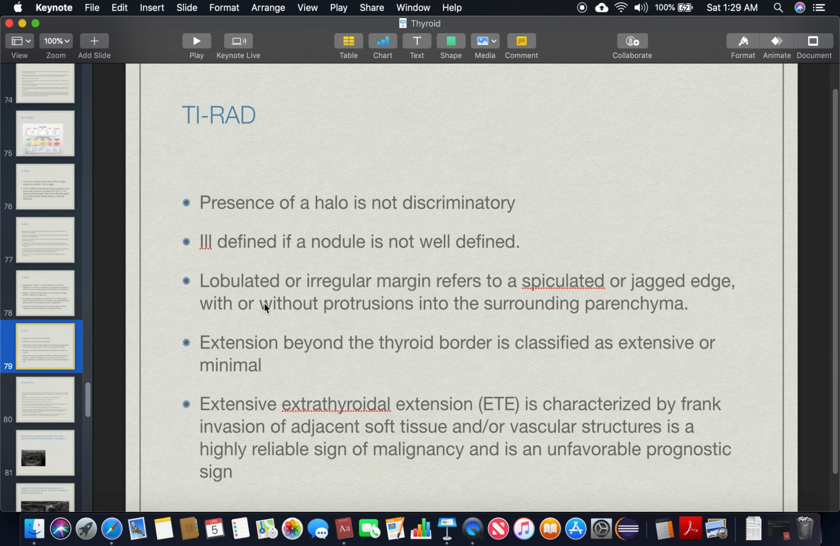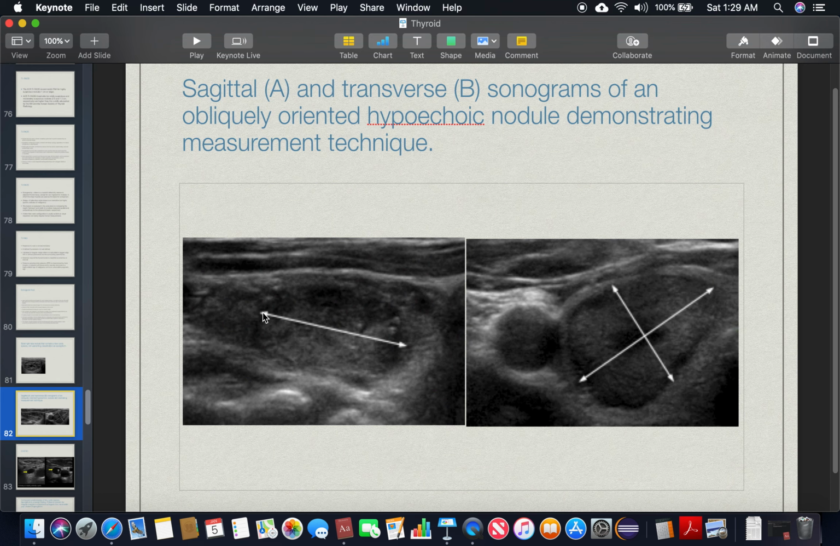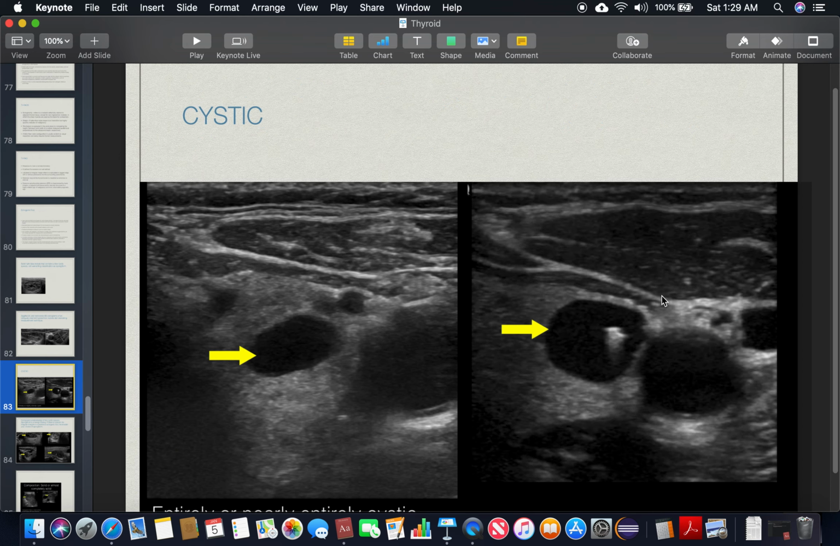Here is an example of a solid right nodule which has a few cystic components, but it is not a spongiform type. Here is an example of how we measure, and here's the transverse measurement. Here's the width, here's the length. So this is wider than it is taller. All right, so this is an example of a cystic nodule, primarily a benign process.